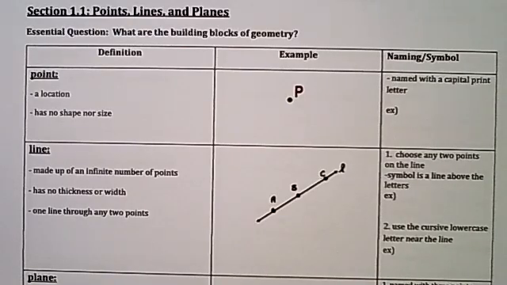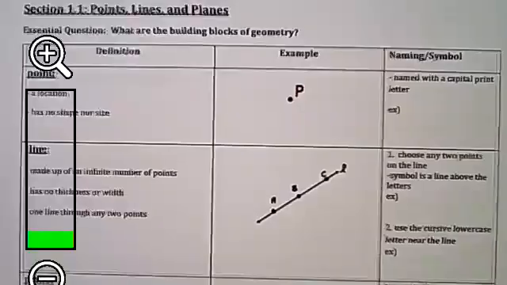Okay, so let's get started. Like I said, our first section in geometry is about points, lines, and planes. Everything that we learn about in geometry is made of points, lines, and planes. They're referred to as the building blocks of geometry because everything's made of them.